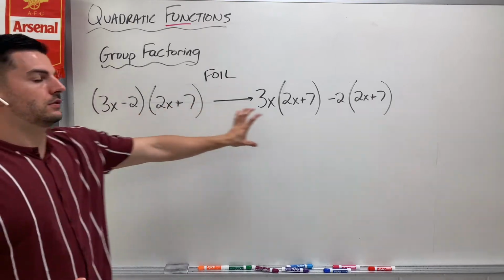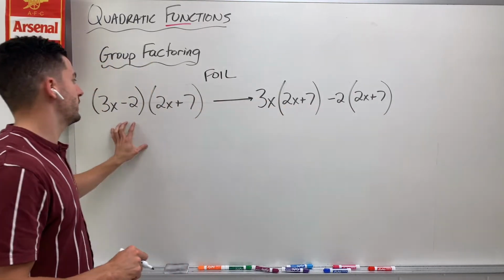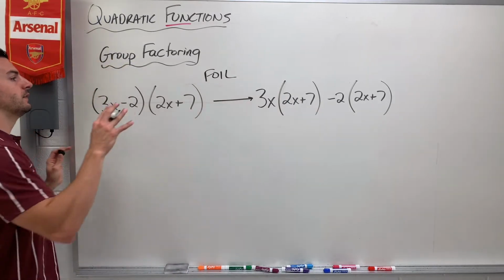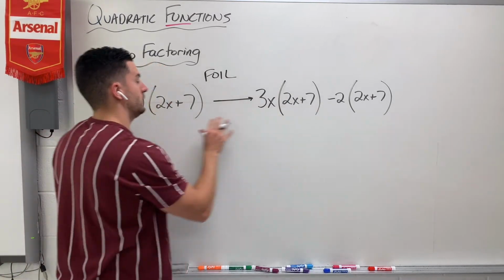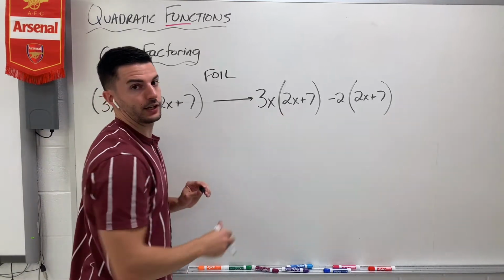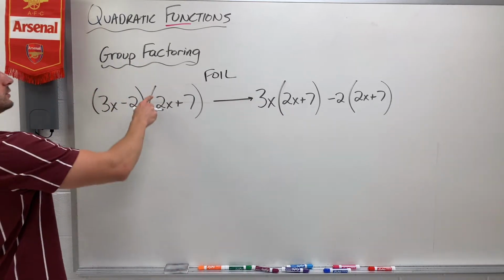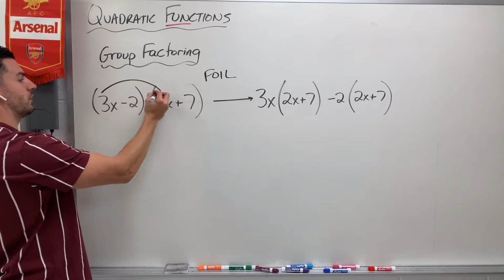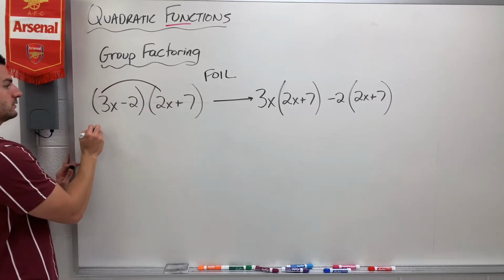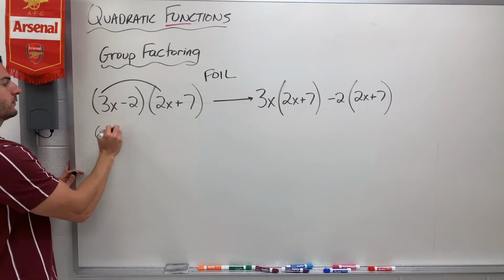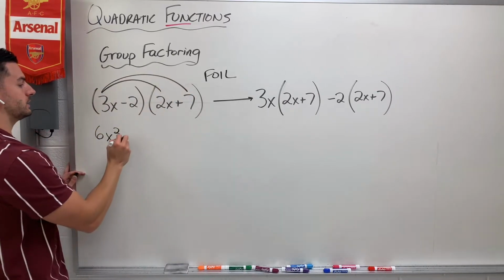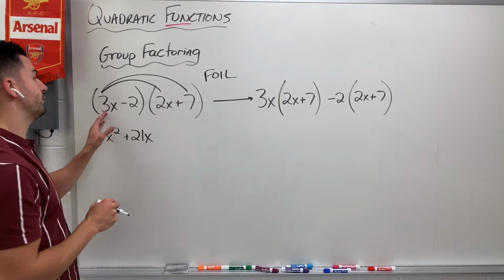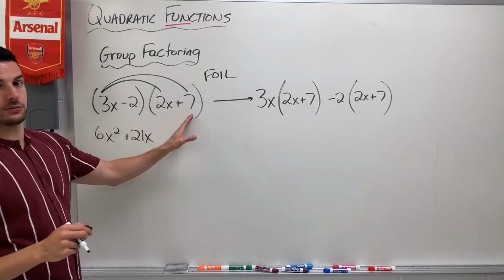Now I want to explain what I have shown here, okay? These two different ways of writing this are not the exact same, but they are equivalent to each other, okay? Because think about this. If I was to FOIL these two together, if I was to multiply these, 3x times 2x would be 6x squared, and 3x times 7 would be positive 21x, right?